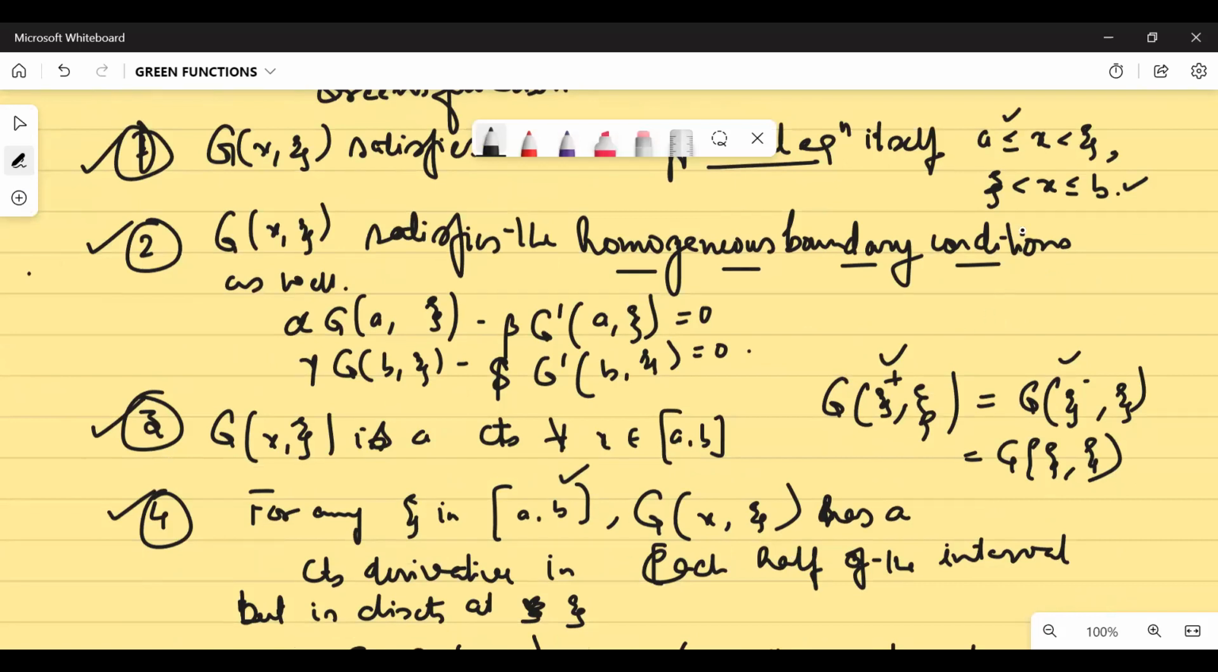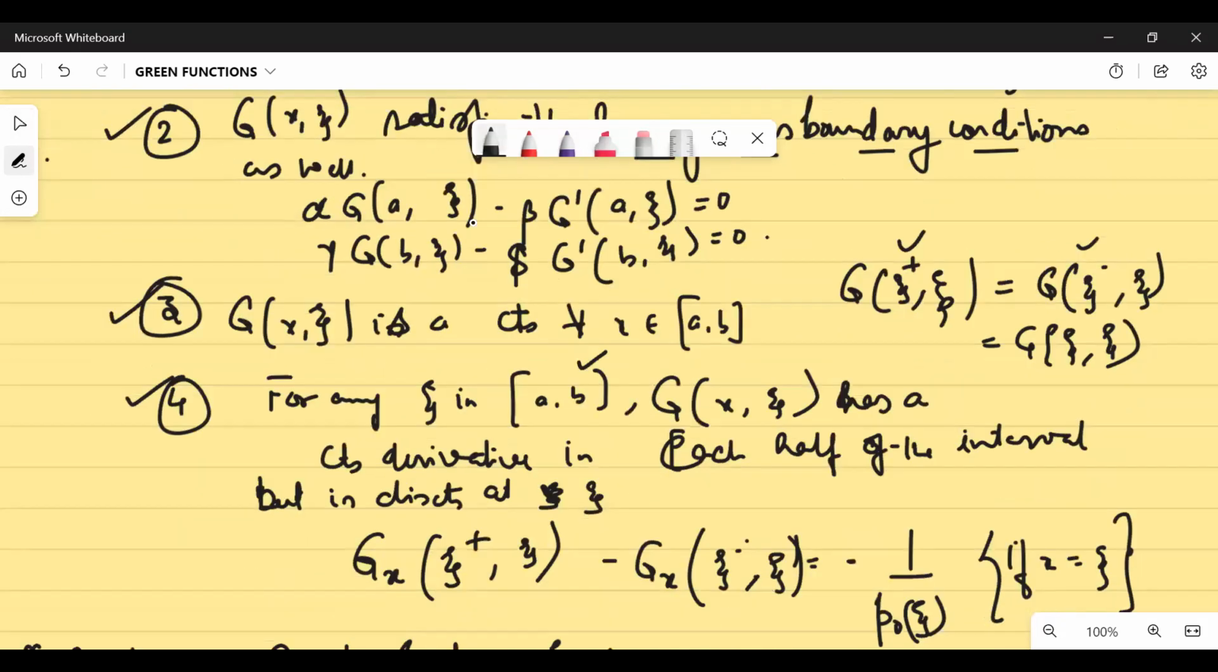Fourth condition is that your Green's function has a continuous derivative in each of these half intervals. If you evaluate the derivative of G(x) here, it is continuous. Here also, if you evaluate the derivative of the Green's function, it will be continuous. But there is a jump discontinuity at exactly zeta. That amount of discontinuity is given by minus 1 upon P naught of zeta.